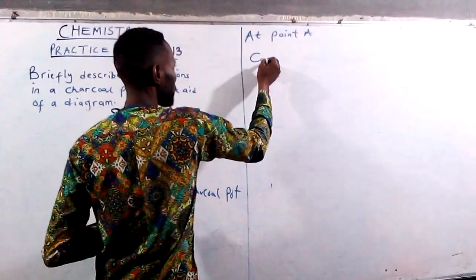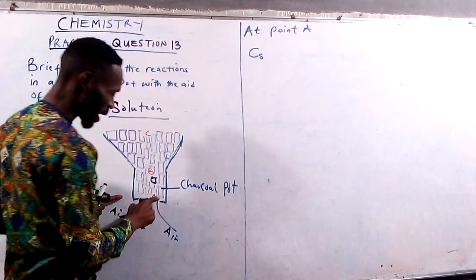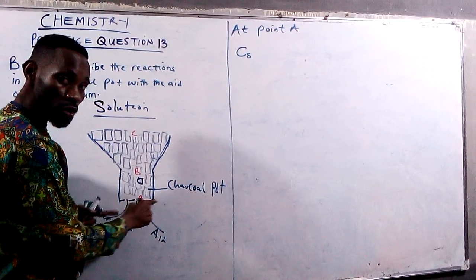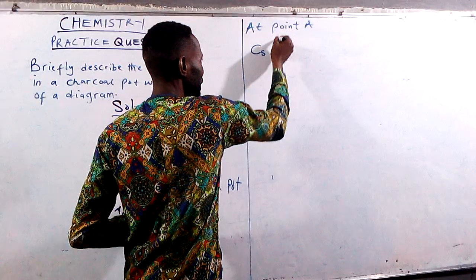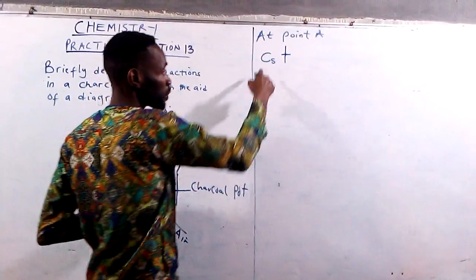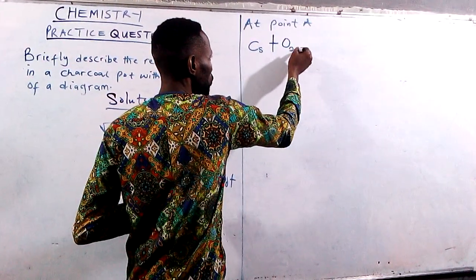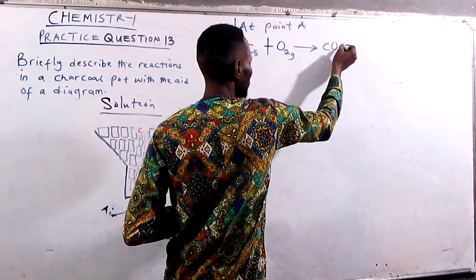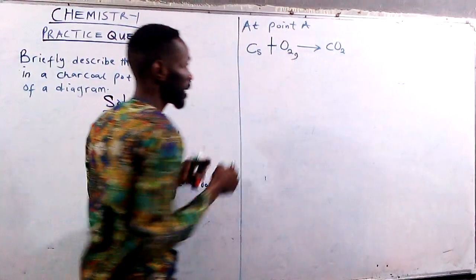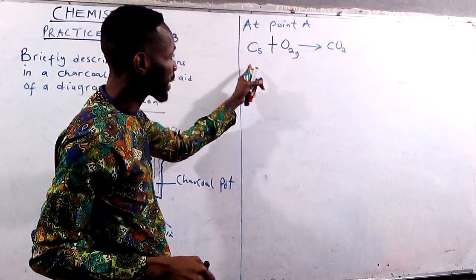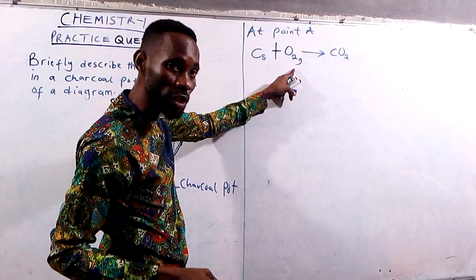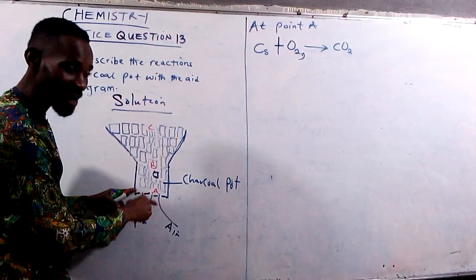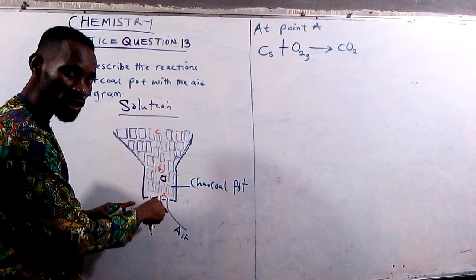Charcoal is carbon, solid. Here we have a plentiful supply of oxygen. Because of the plentiful supply of oxygen, there will be a complete combustion of carbon plus oxygen, which goes to form carbon 4-oxide gas at point A. This is the reaction at point A. Carbon reacts with oxygen to form carbon 4-oxide. The reason is that at point A, there is a plentiful supply of oxygen.